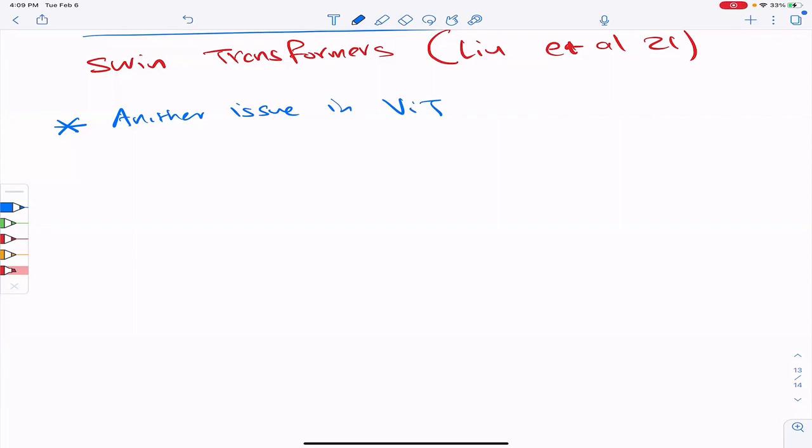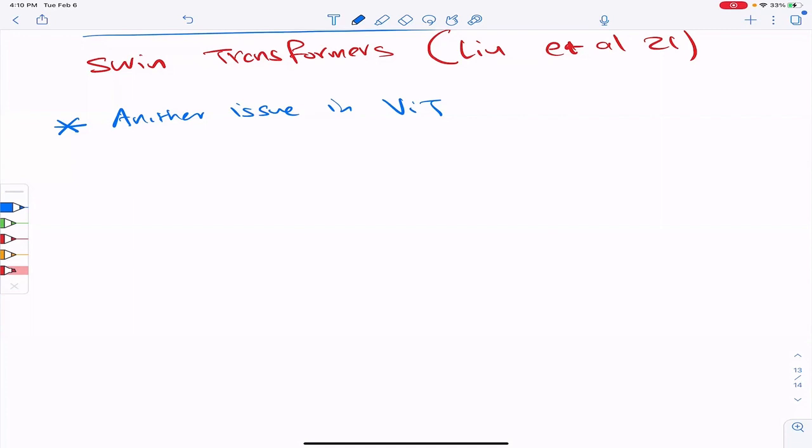But in images, that may be a different story. You may have a patch, let's say 16 by 16. There may be a lot of things going on in that patch. You may have a bunch of small objects within one patch. And we are putting everything together in one independent element.